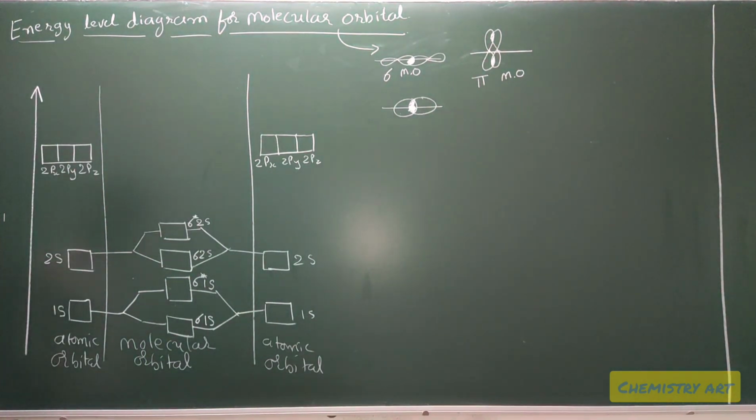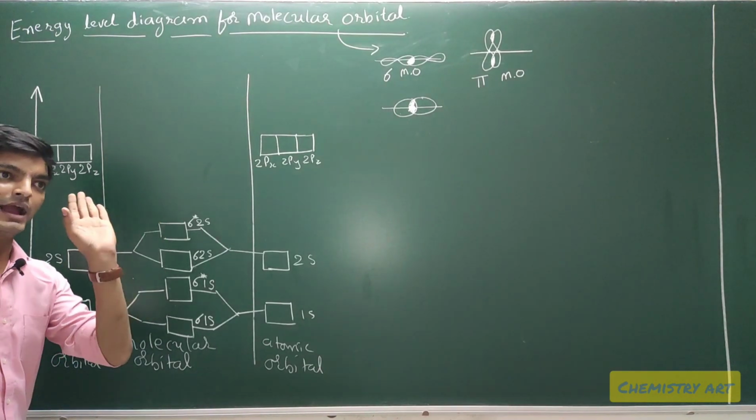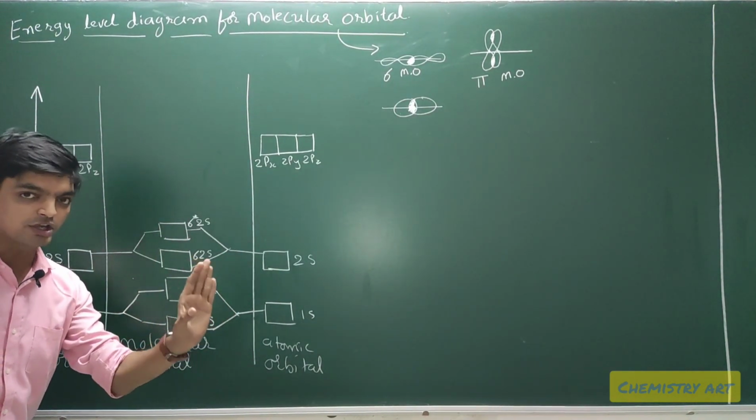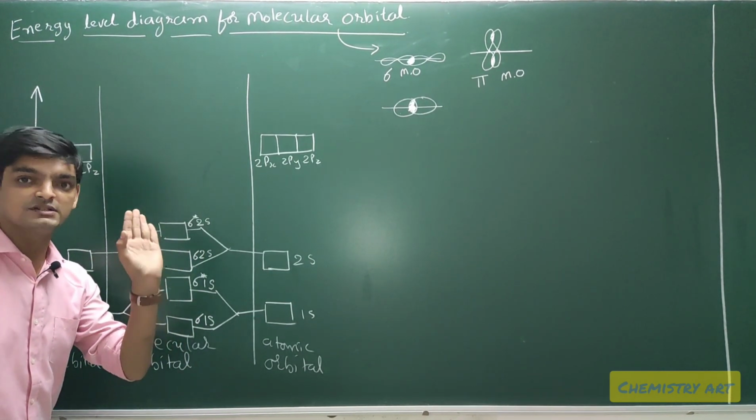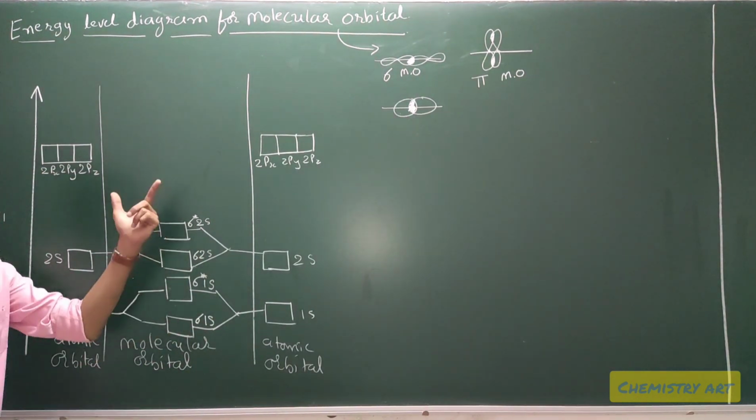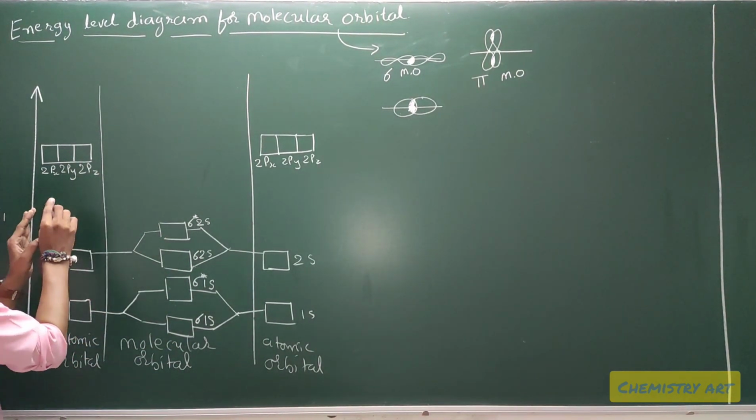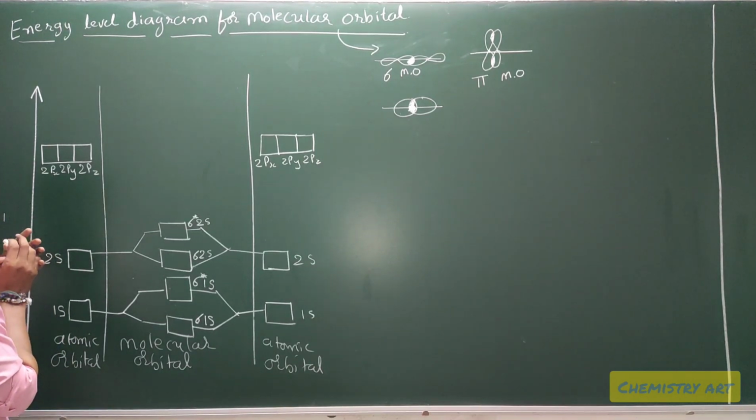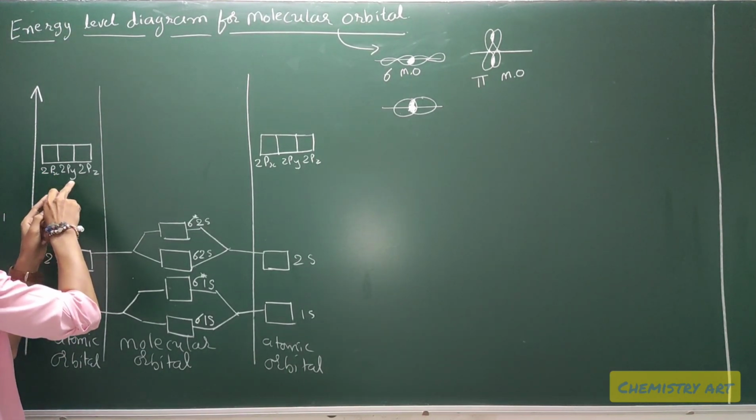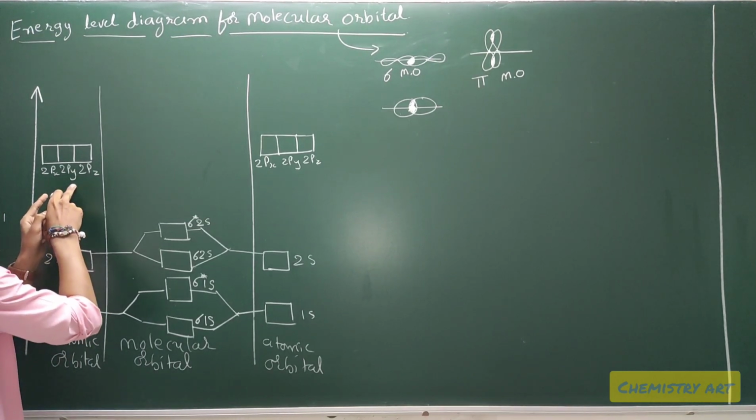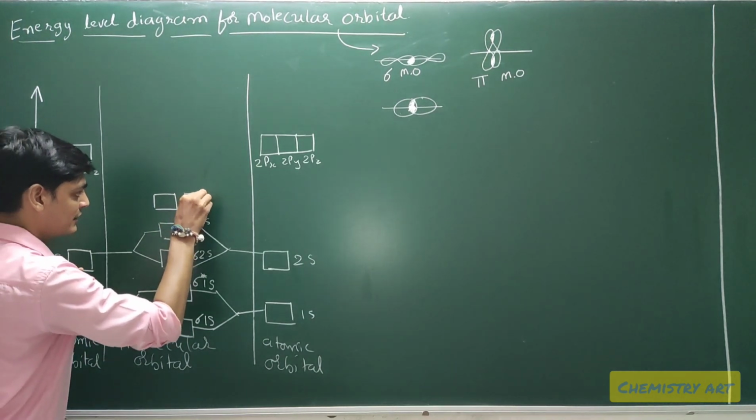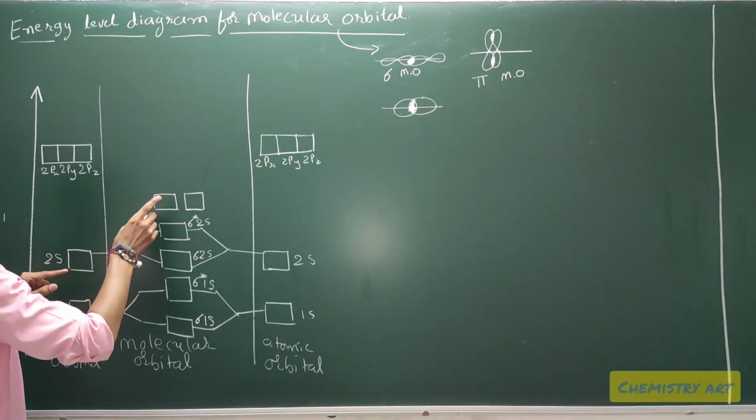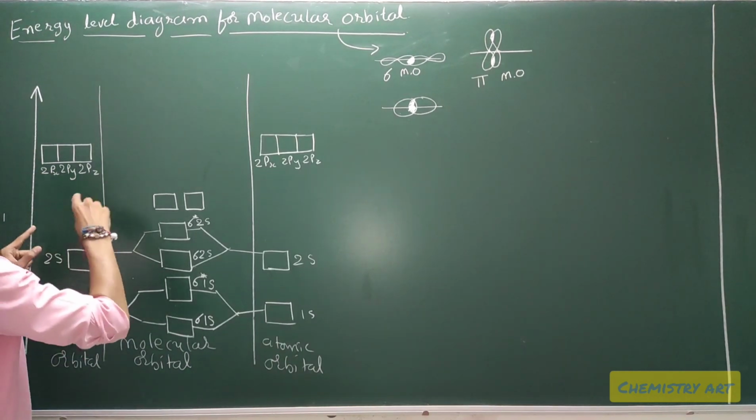So for the simple molecules, with the exceptional case of oxygen, F2 and Ne2, which I am not talking about here, the other molecules have the order in which the molecular orbitals from 2px and 2py have the same energy, and they have less energy than 2pz. So I can represent it like this.